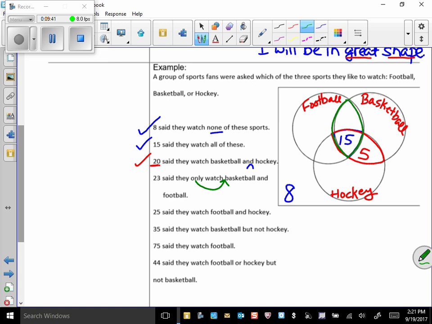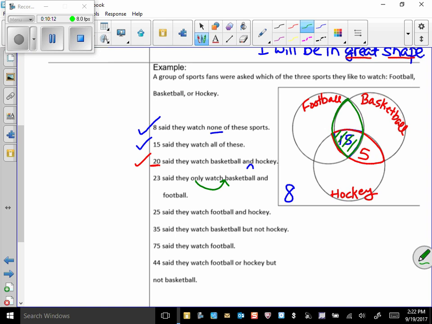That's right there, right? The part I drew around in green, that's basketball and football. 23 said they watch only basketball and football. I had to pause because I couldn't figure out what was going wrong here. What I have circled here in green, that's not basketball and football because that includes hockey. You see this little piece right here that I drew the green around, that includes hockey too.